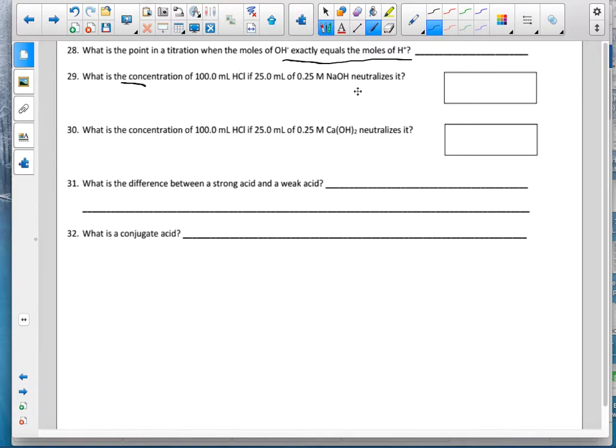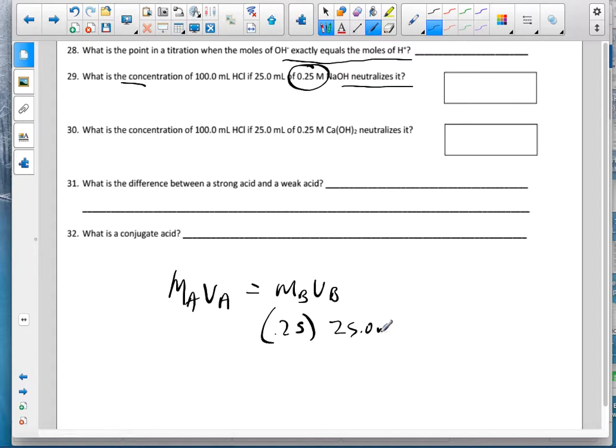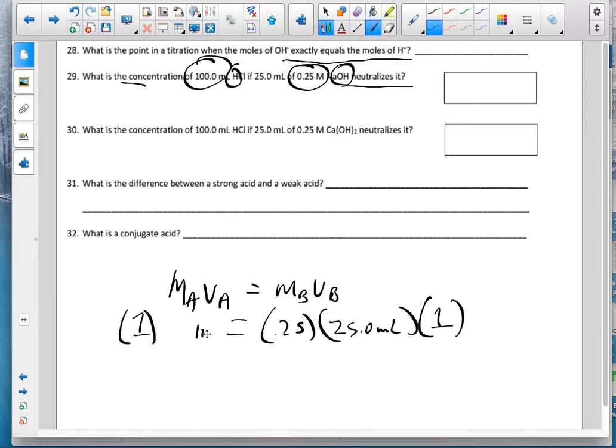Okay. What is the concentration? Look at this. Neutralizes. So I'm going to just bust out MAVA equals MBVB. So what I do is I'm going to take my 0.25 of my base. 25 milliliters is what neutralizes it, is my volume. I see 1 OH in the formula. I come over here, HCl, I see 1 H. I see the volume is 100.0 milliliters, and then X is the molarity I'm solving for. That's all I do. I use MAVA equals MBVB.